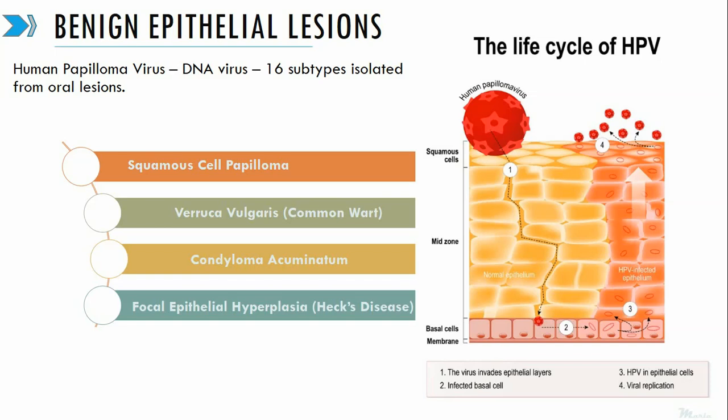Before we further move into the individual lesions, I would like to describe in brief the pathogenesis of the life cycle of human papilloma virus. Once the virus infects the oral mucosa, it can be through direct contact or through secretions. Once it affects the oral mucosa, it invades into the deeper layers of the epithelium and it reaches the basal cell layer. Once it reaches the basal cell layer, it integrates itself into the basal cells, and the basal cell is now known to be infected.